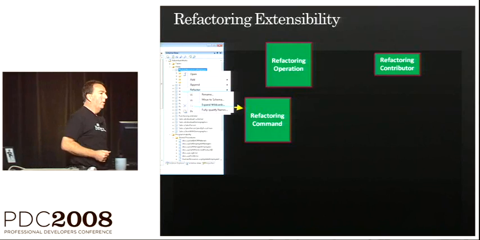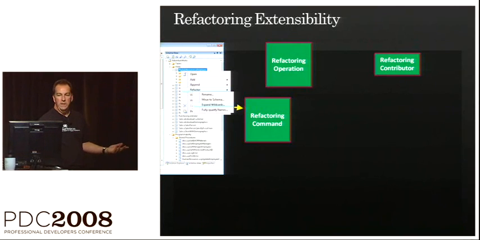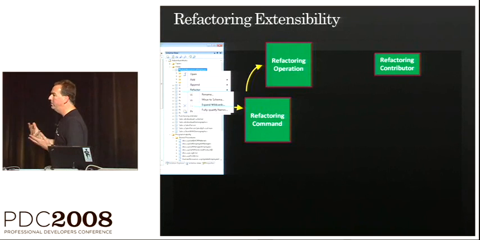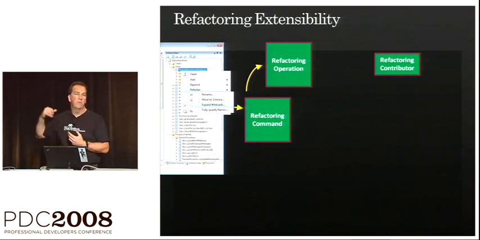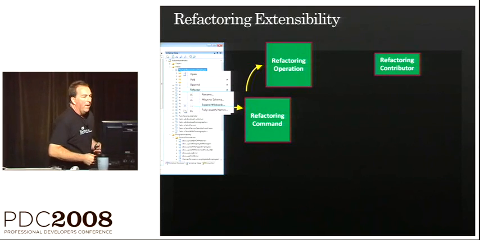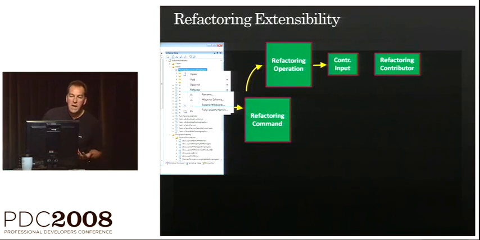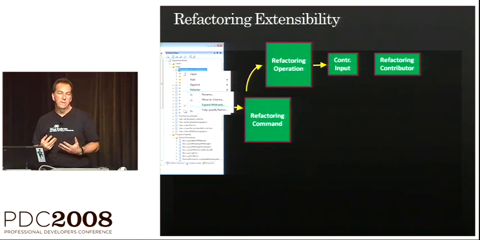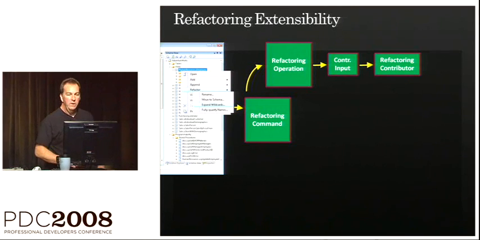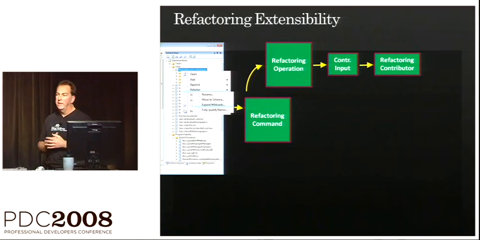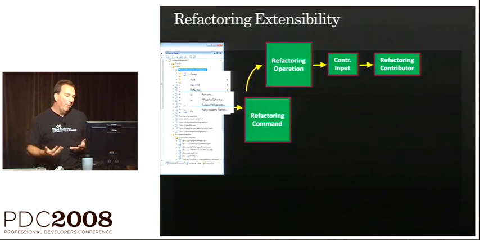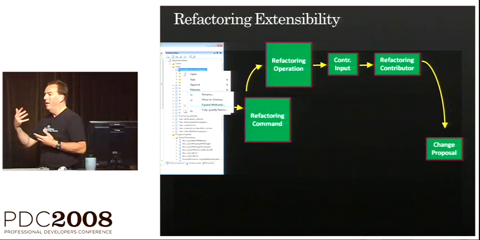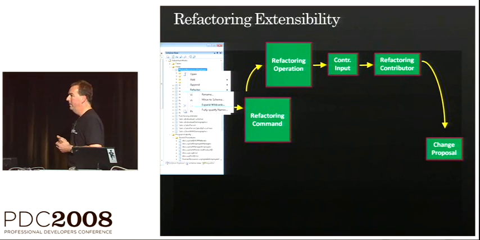The refactoring command, once it's invoked through the UI and the user chooses this, will establish a relationship with the refactoring operation. This is the kind of change that you want to make. For example, rename is a refactoring operation. Now, in order for the operation to do something, it needs inputs. So it has contributor inputs that it's going to get, and these contributor inputs establish a relationship with the refactoring contributor. Now, why is this so complicated? Well, because each refactoring contributor is going to add change proposals to the list. All right?